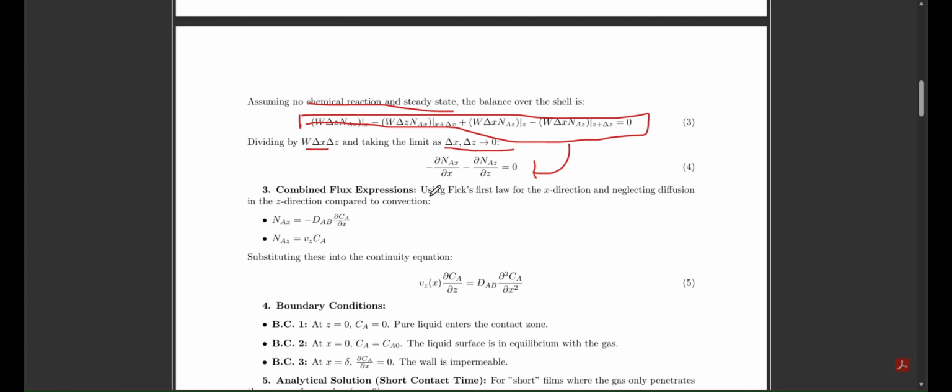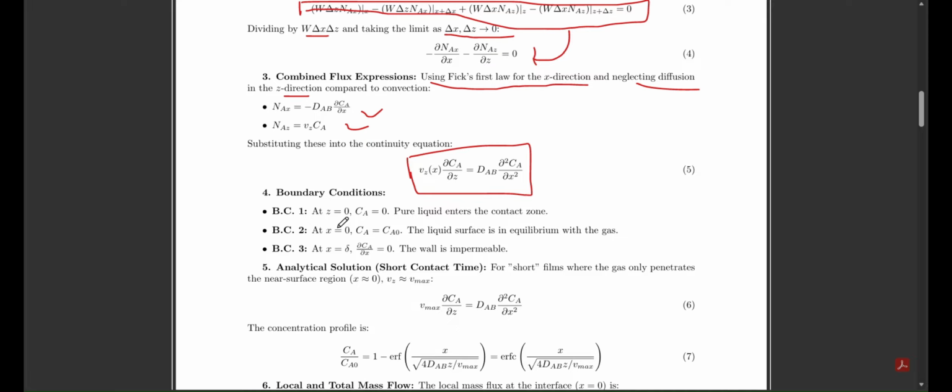Later we will use a flux expression, using Fick's first law for the x direction and neglecting diffusion in the z direction, which gives N_Ax equals minus D_AB into del C_A by del x, and N_Az equals Vz into C_A. We substitute these two equations in the above equation and we get this small equation, which is our main equation.